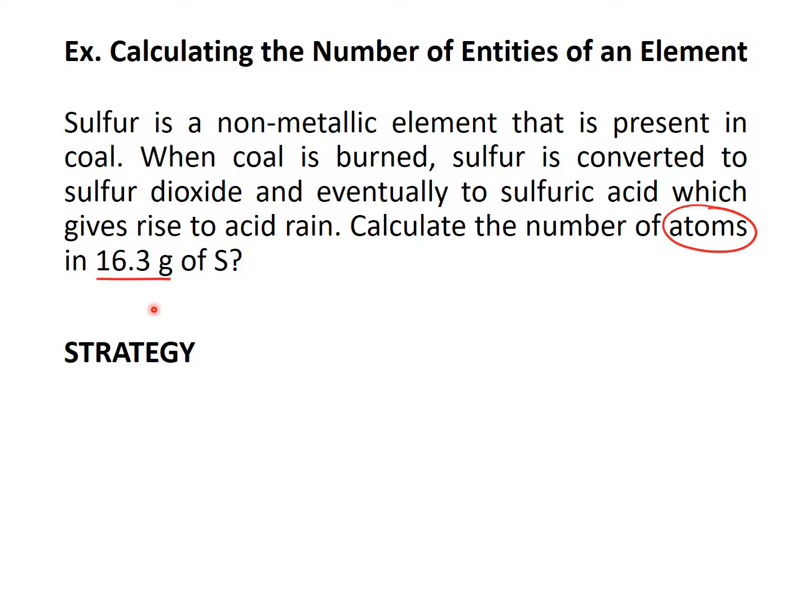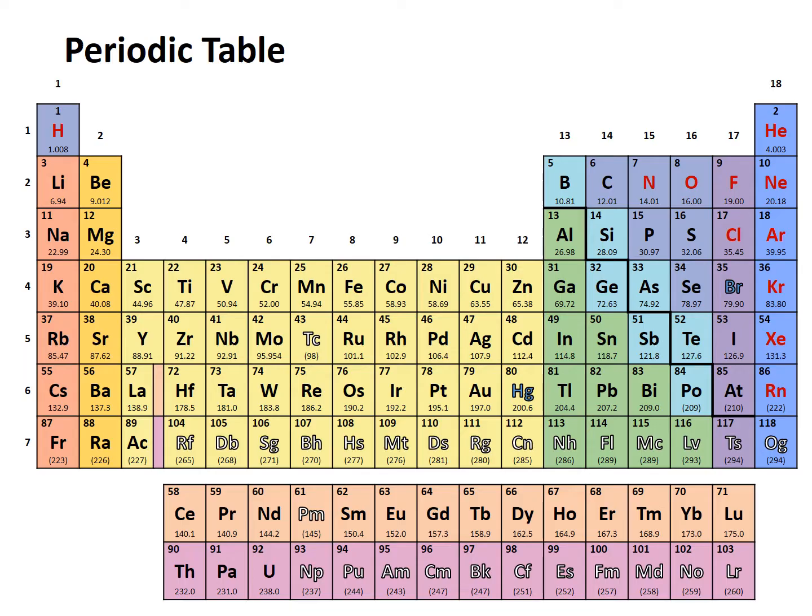So in order to calculate the number of atoms, we will first have to calculate the number of moles, which we will get from the mass of sulfur that we are given. So in order to do this, of course, we will need the molar mass of sulfur, and to convert from number of moles to atoms, we will need Avogadro's number. Looking at the periodic table, we see that sulfur, which is located here, has a molar mass of 32.06 grams per mole.